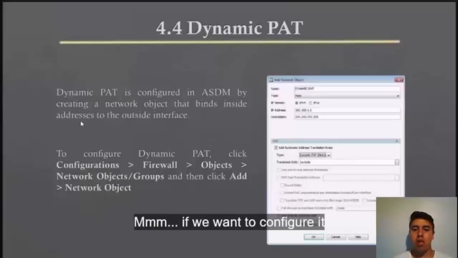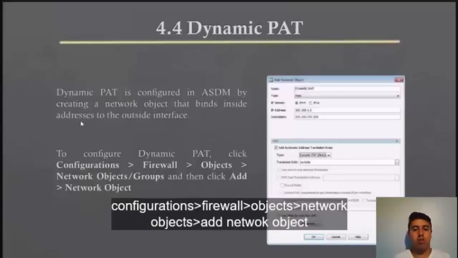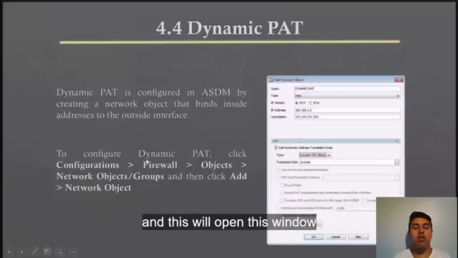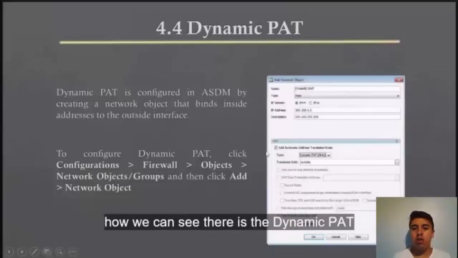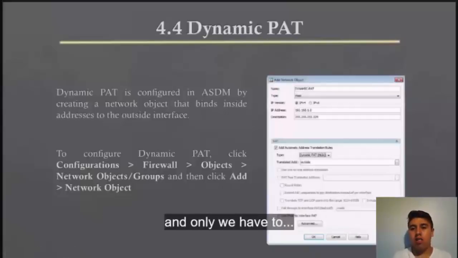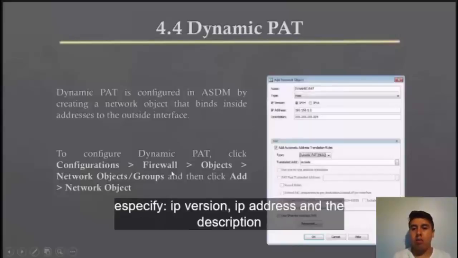If we want to configure that, we have to go and click in configuration, firewall, objects, networks, and then click add network object, and this will open this window. In this window we have all the properties of a network object, and as we can see there is the dynamic PAT, and we only have to specify the IP version, the IP address, and the description.